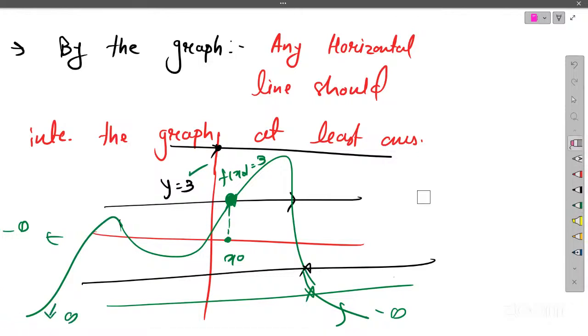Right? At least means, ma'am, it's going to cut the graph at least once, once or more time, no? Yes, one or more times. Otherwise it should intersect more than once, at least once.